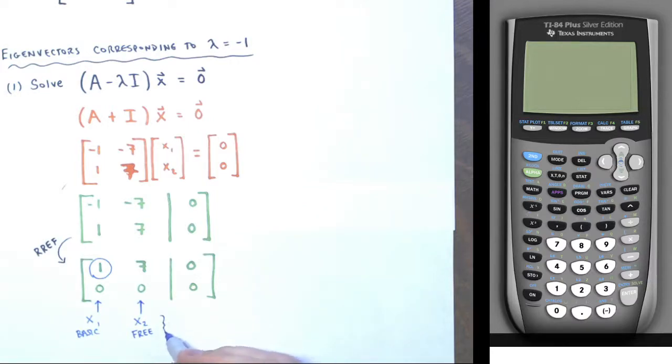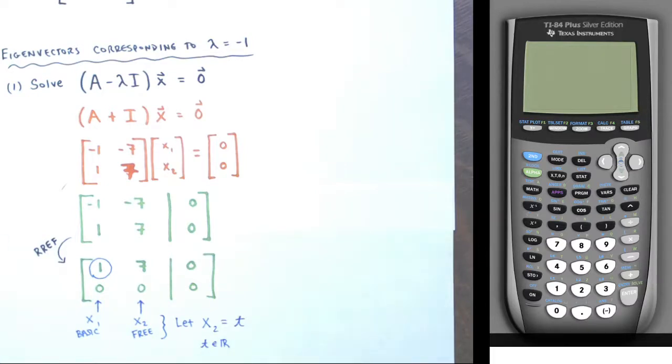Now you've seen me in past videos. I personally like to replace free variables with other parameters. You can leave x2 as x2 if you wish, but I'm going to replace x2 with the variable t, where t is any real number. Just so long as you're replacing your free variables with an expression that can take on any real number value.